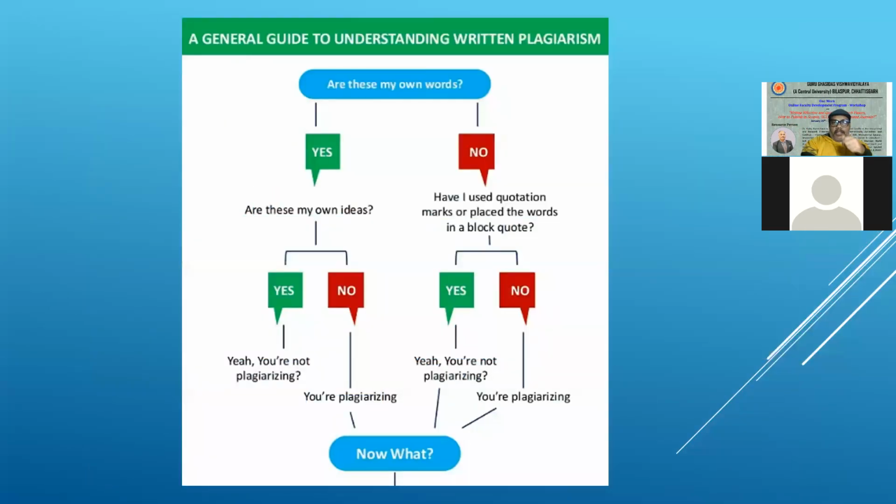So a general guide: are these my own words? So please look at this chart also. You understand, you allow your mind, are these my own ideas? If yes, then go for it, you are not plagiarizing. Means this is also an instrument in your mind. If it is your idea, go for it. Nobody can stop you. No software is made which can stop you. Right? But if it is not your own idea, then no, you are plagiarizing.